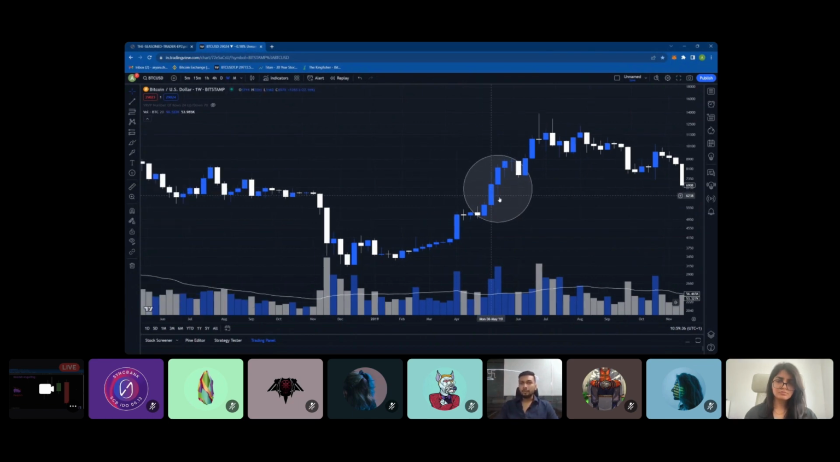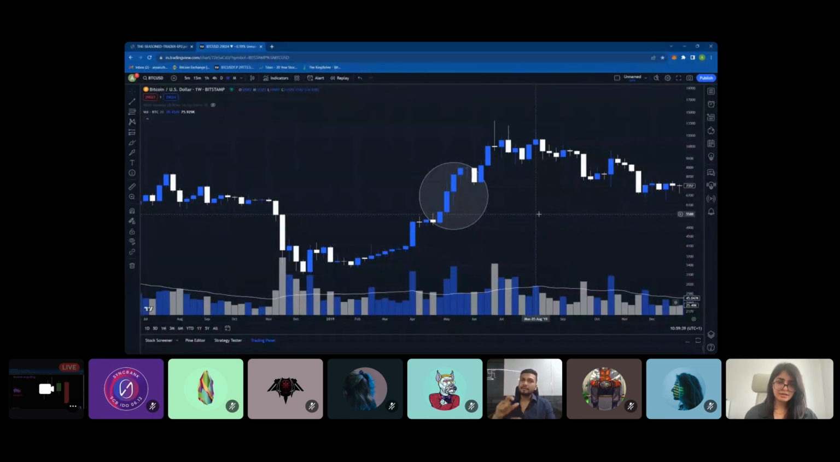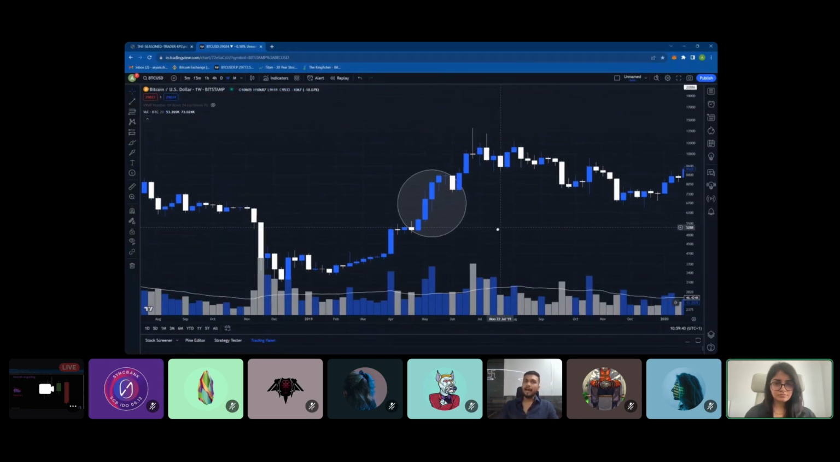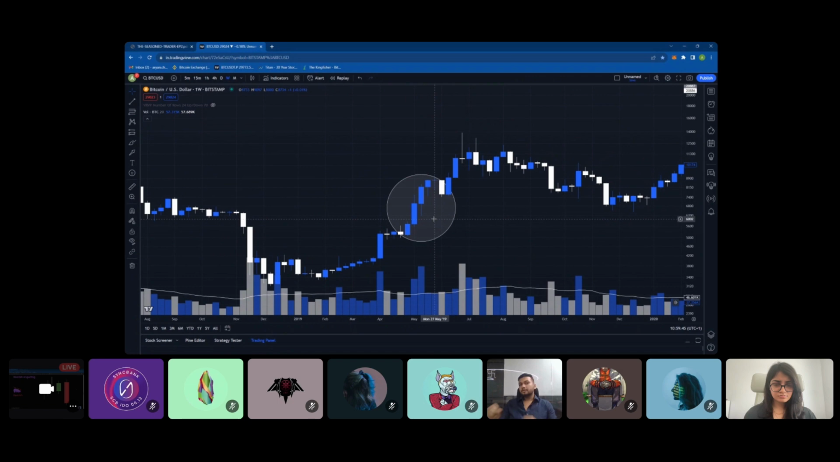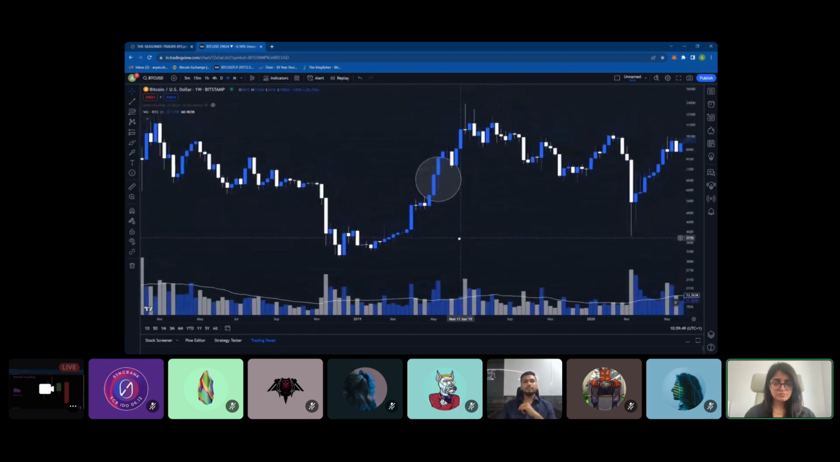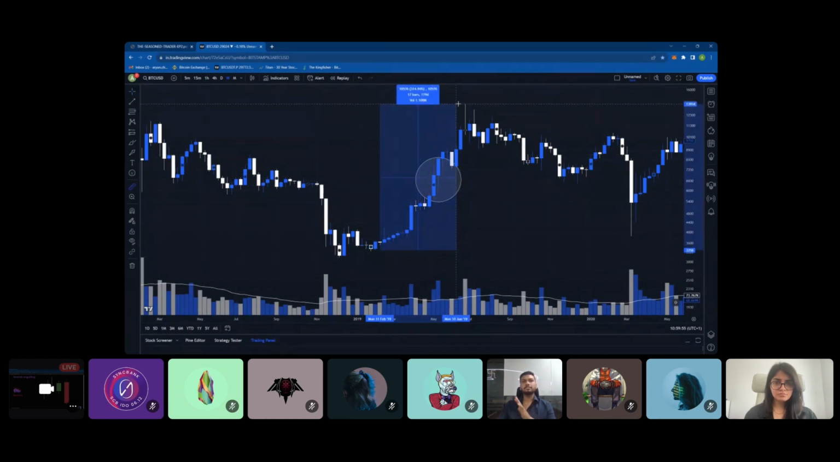Also, I don't want to enter on this pattern. I don't want to make a fresh buy on this pattern. And the reason behind this is I know that this will occur in the middle of a trend. So if I try to measure this whole trend from the bottom to the top, it's approximately 10,500 points.